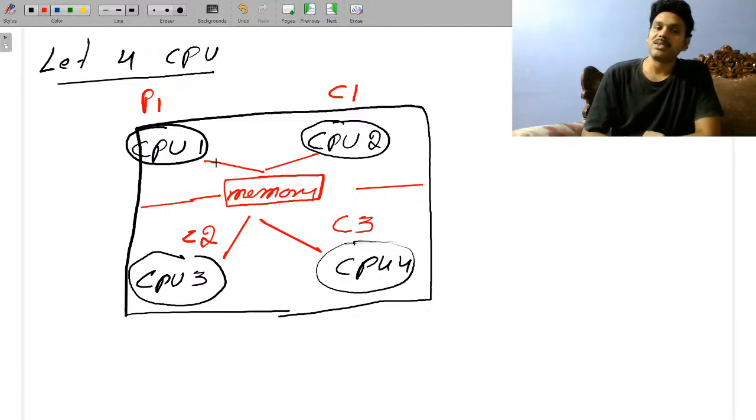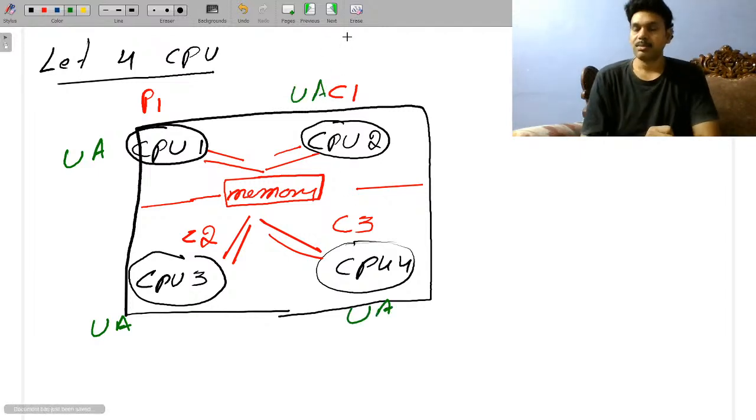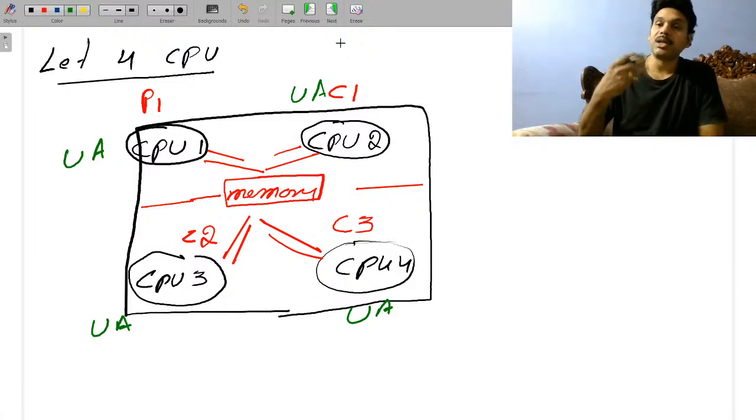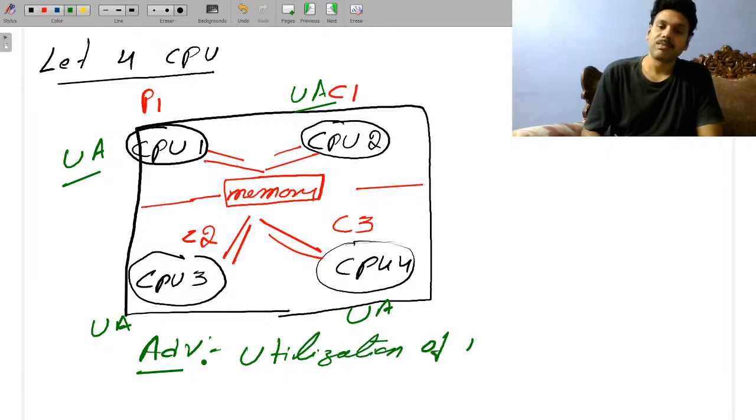Now you observe carefully friends, 4 processes at a time have to be executed. Finally we are going to get 4 outputs, but they are not different outputs, they have the same statement. That is what? Unacademy we are calling. So you will get an Unacademy statement here, here, here, and here. What is the advantage? The advantage is that you're going to get outputs from different processors, but ultimately their output is the same. So what do we understand? The advantage is utilization of multiple processors. But what is the disadvantage?